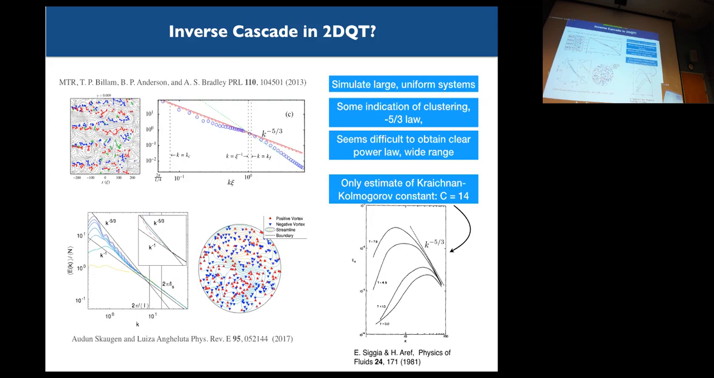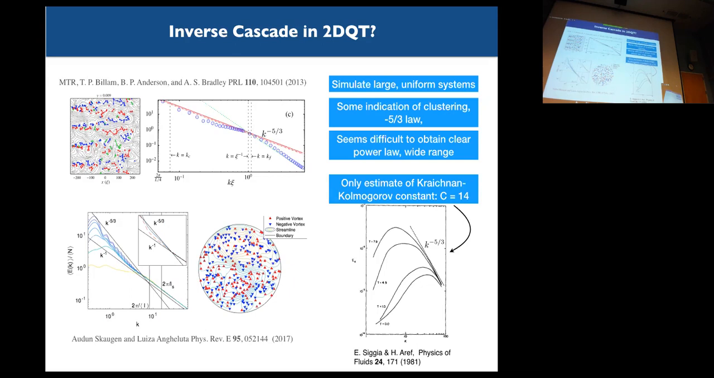And there's been some more recent work looking at this in forced point vortex models as well. And again, you see this kind of macroscopic flow structures emerging. But similarly, I would say in both of these, the spectral scalings you see are not exactly ideal.